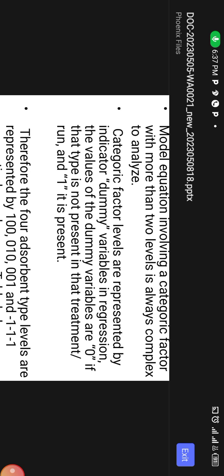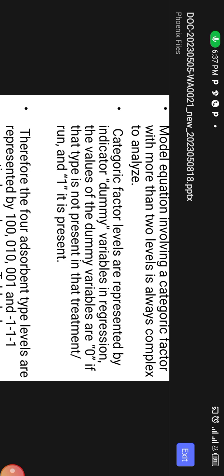Model equation involving category factor. Model equations involving category factors with more than 2 levels are very difficult to analyze. Although I told you that category factors are not quantifiable, they can appear as numbers in a set of data. The numbers have no mathematical meaning because they can neither be added together nor subtracted. Correspondence between these numbers and categories is established during data coding.